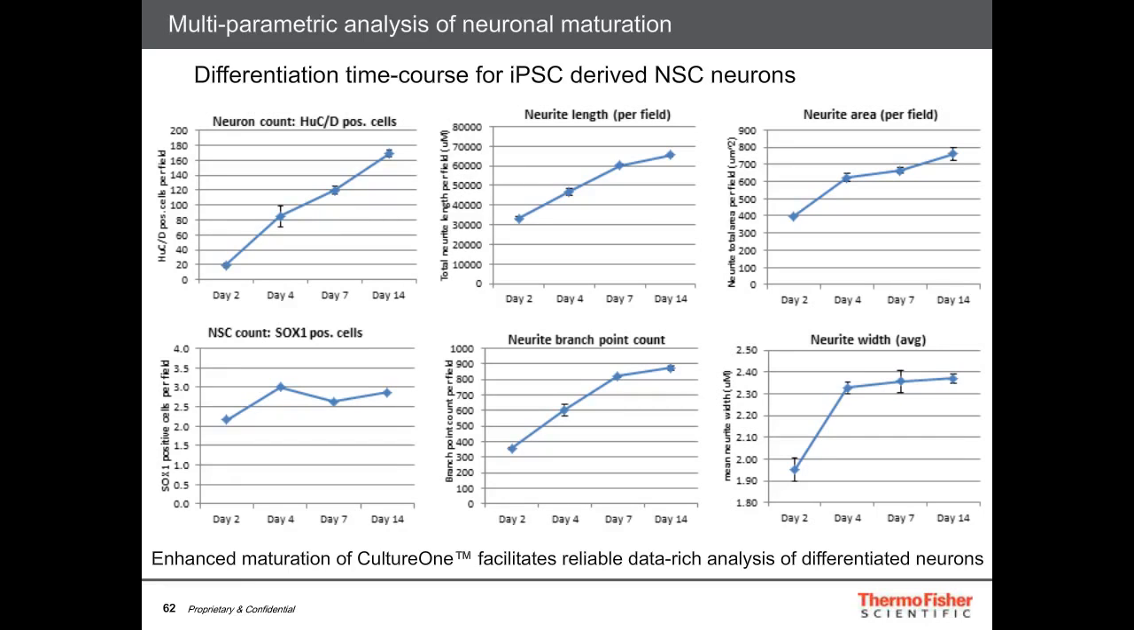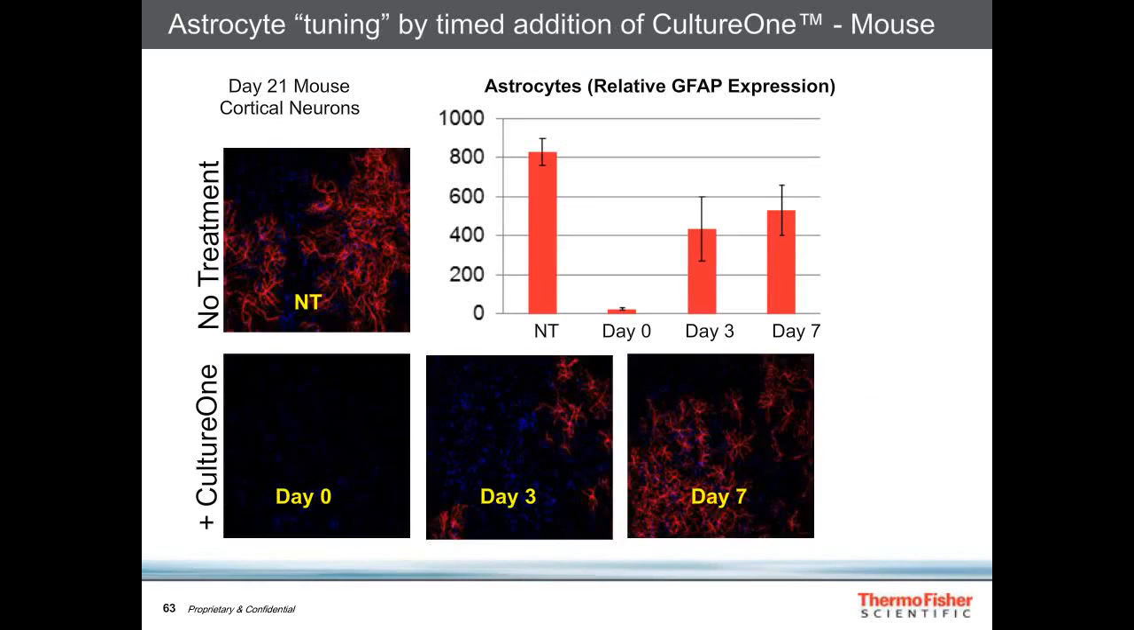So again, the enhanced maturation of CultureOne really facilitates reliable and data-rich analysis of your differentiated neurons. And this is a very similar assay setup to the drug screening or the toxicity assay that Nick was speaking to earlier, and it also is very similar to how drug screens are done.